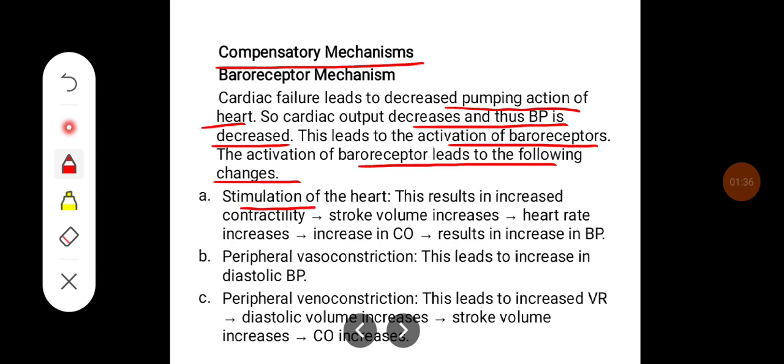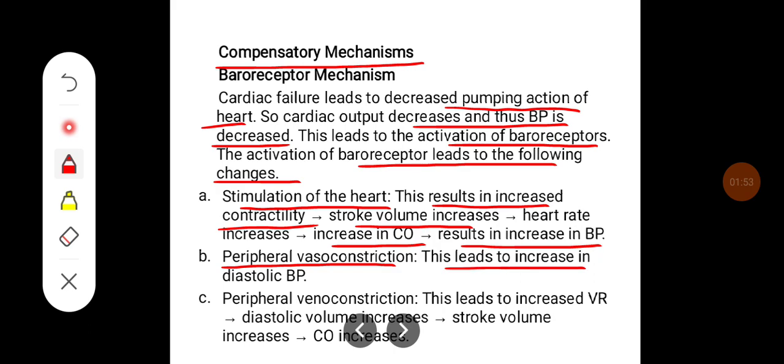It leads to stimulation of the heart. This results in increased contractility. The stroke volume increases, heart rate increases. There is increase in the cardiac output, which results in increase in the blood pressure. There will be peripheral vasoconstriction. This leads to increase in the diastolic blood pressure. Peripheral venoconstriction leads to increase in the venous return, which increases the diastolic volume. Thus, the stroke volume increases, which increases the cardiac output.